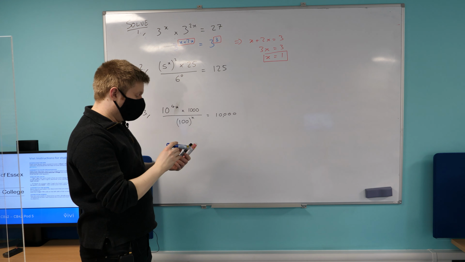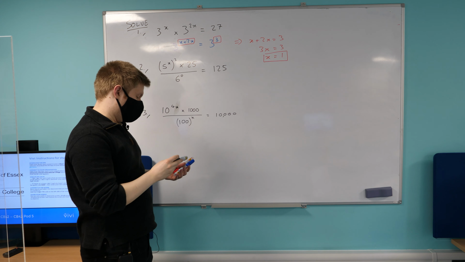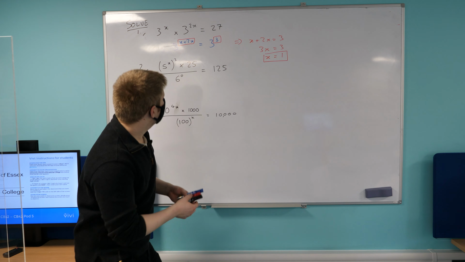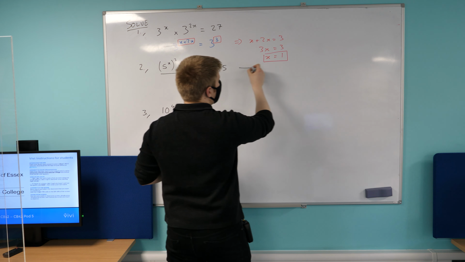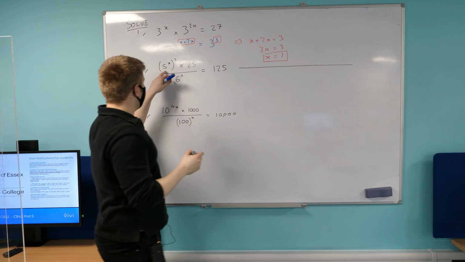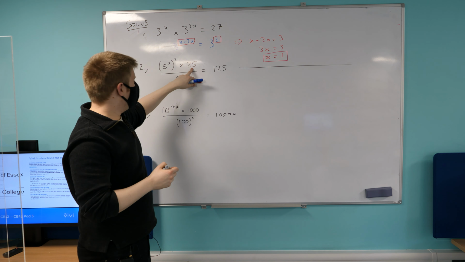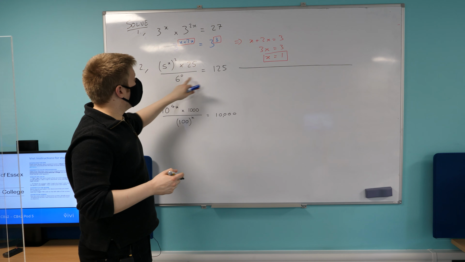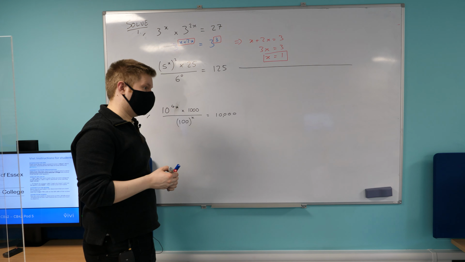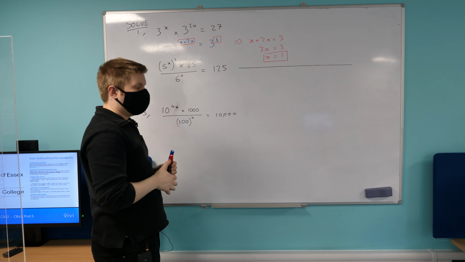Yeah, so it's just about applying your laws of indices and trying to simplify it down as much as physically possible. All right then. So what about the next one? We've got 5 to the power of x, all raised to the power of 3, times that by 25, divide that by 6 to the power of 0. And we know that has to come out as 125. Okay, any ideas?